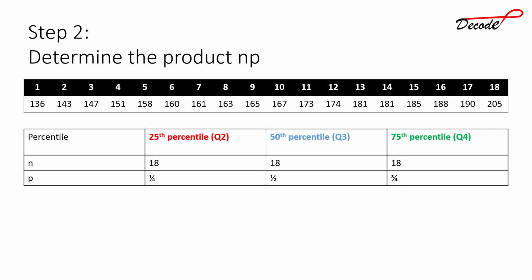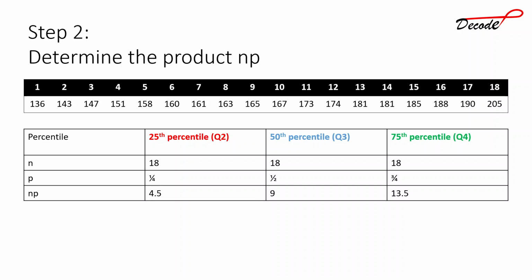So P is 1 by 4, that is 0.25 for the 25th percentile. P becomes 1 by 2, that is 0.5 for the 50th percentile. P becomes 3 by 4, that is 0.75 for the 75th percentile. If I obtain the product NP, at the 25th percentile the product of NP is 4.5. For the 50th percentile, the product of NP is 9. The 75th percentile will be at 13.5.